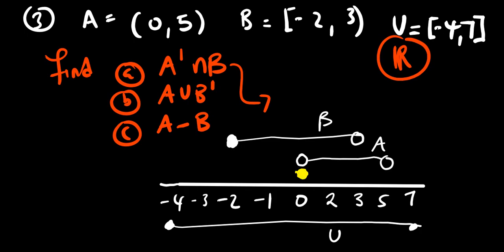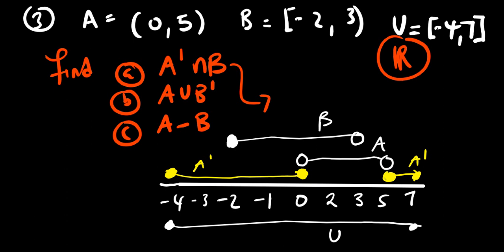Now for 5, because 5 is also not found in A, we're also going to shade it, and we're going all the way up to 7, and this side you're going all the way up to, okay, pardon me on that one, not really drawn to scale, but you're moving all the way up to 4, and 4 is included. So this is A complement, and this is A complement.